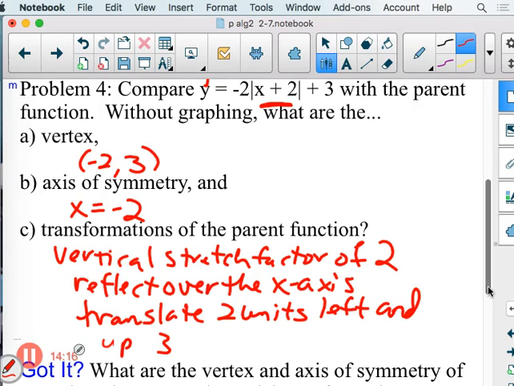Now, if we were going to graph this one, though it didn't ask us to, we would do exactly what we talked about yesterday, which is go to that new vertex, negative 2, 3. So negative 2, 1, 2, 3.